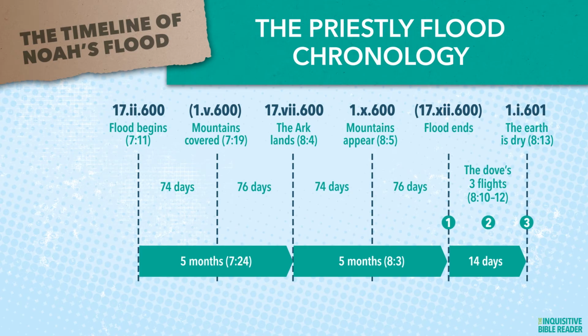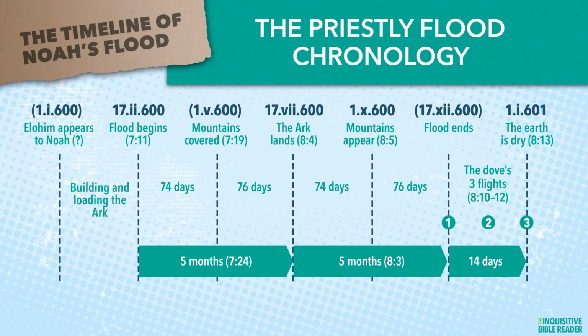In keeping with the symmetry of the story and its parallels with the construction of the tabernacle, the first day of the first month is a natural deduction. Unfortunately, this portion of the timeline remains incomplete. Overall, the priestly flood follows a schematic, symmetric timeline that spans 1 year.